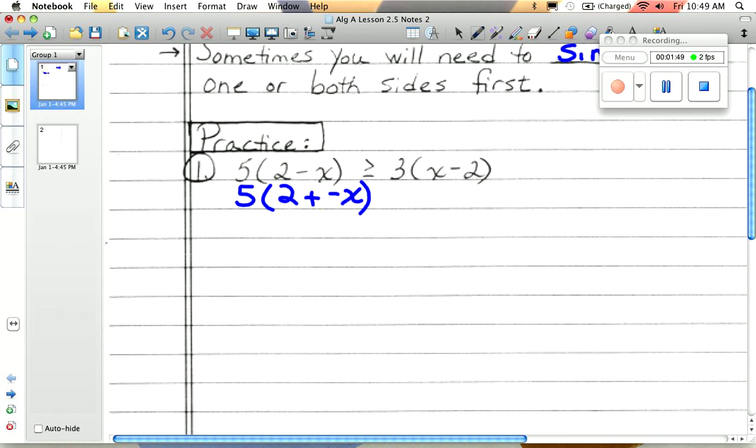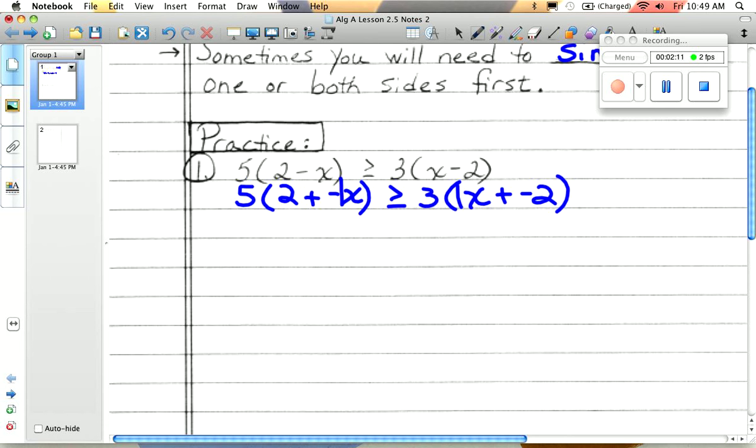What can we put in front of that x? 1. We can put a 1 there, can't we? Should we slip a 1 in there and make it a negative 1x? And then is greater than or equal to 3 times, in parentheses, we could put a 1 in front of our x in that one too, couldn't we? And then plus a negative 2. Okay, each of these are going to be done separate of each other.